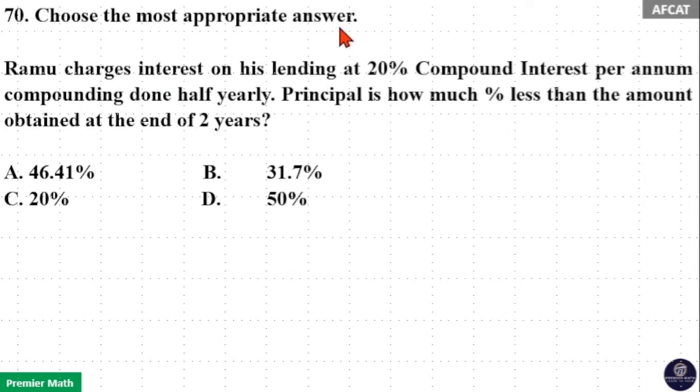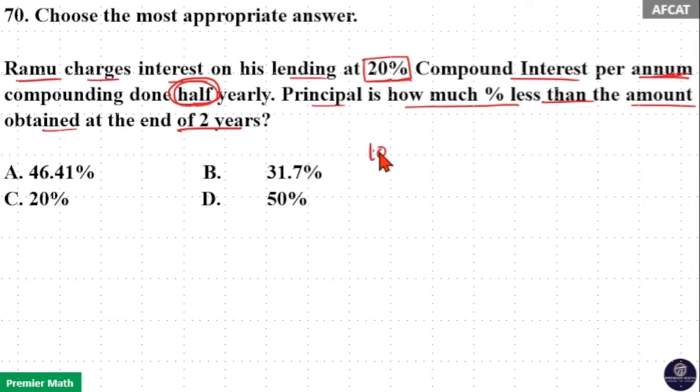Choose the most appropriate answer. Ramu charges interest on his lending at 20% compound interest per annum. Compounding is done half yearly. The principal is how much percentage less than the amount obtained at the end of 2 years? Here, compounding done half yearly means every 6 months interest is added to the principal. Now 20% is the interest rate for 1 year, which means for 6 months the interest rate is half of 20%, that is 10%. 10% means 10 by 100, that is 1 by 10. So 10 parts is the principal for 6 months and 1 part is the interest for 6 months.